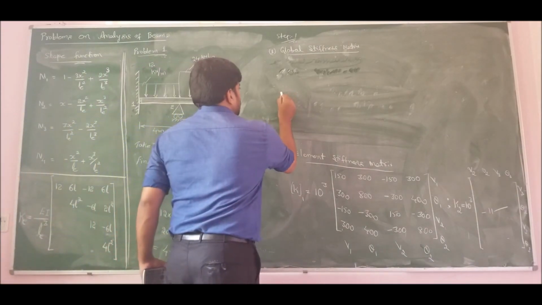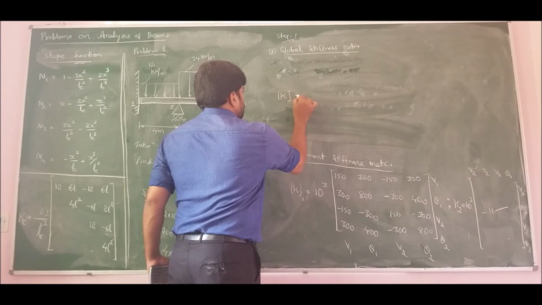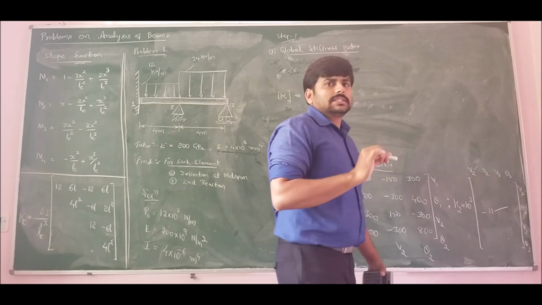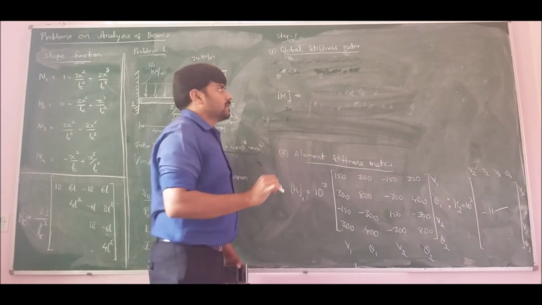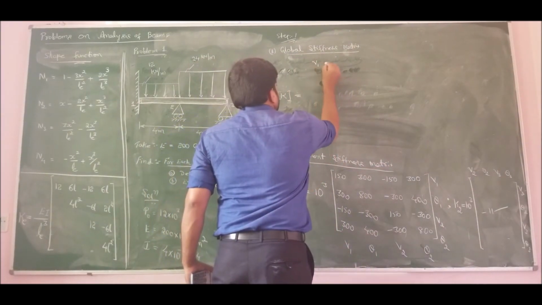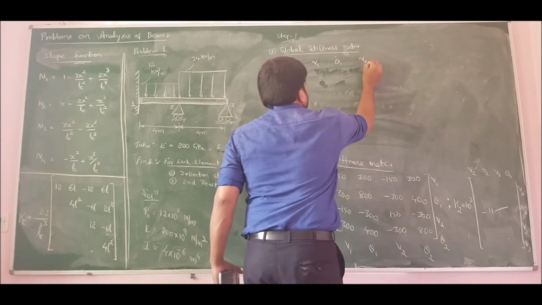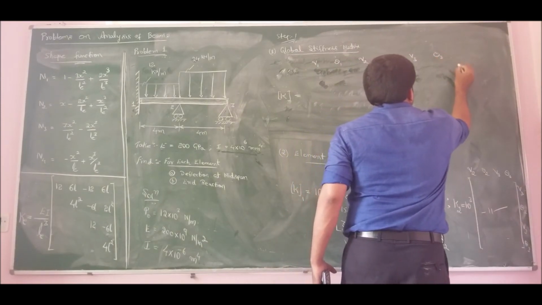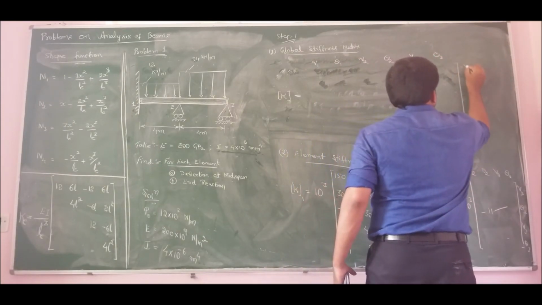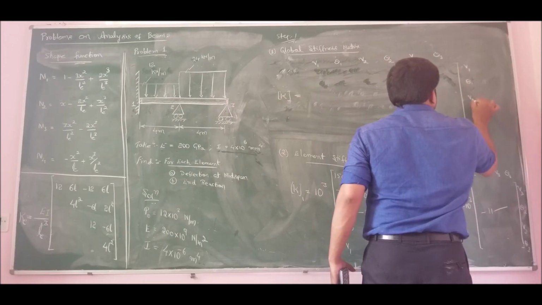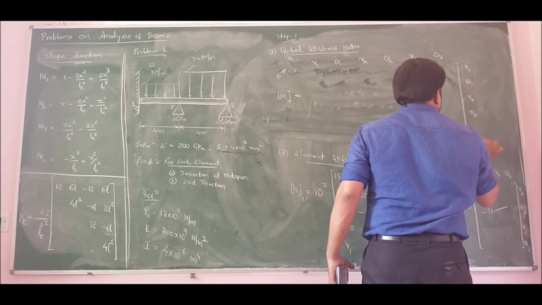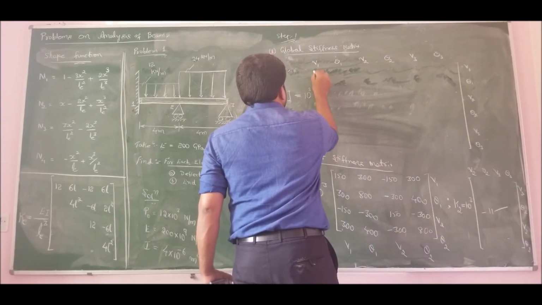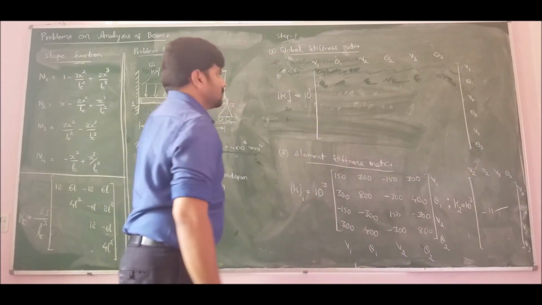So to find the global stiffness matrix, first you write the 6 cross 6 matrix with headings of the variables which we should compute. They are v1 theta 1, v2 theta 2, v3 theta 3. So here also I will get v1 theta 1, v2 theta 2, v3 theta 3. So here I have 10 to the power of 3 common.